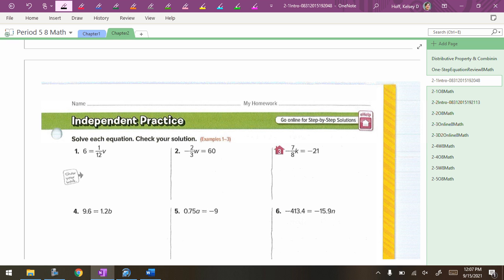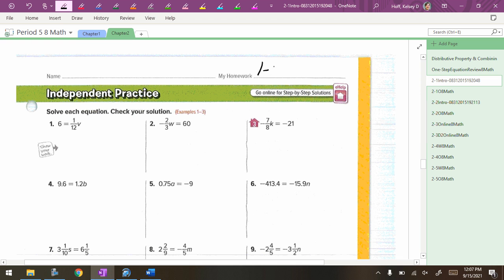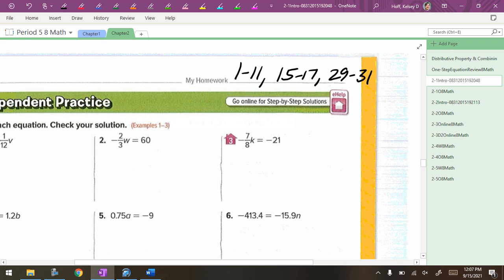Here's your homework. 1 through 11, 15 through 17, and 29 through 31. I'm going to play a little background music so that you don't go crazy because it's quiet in here.